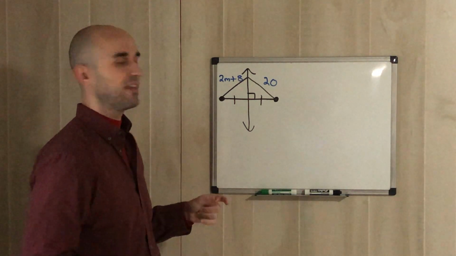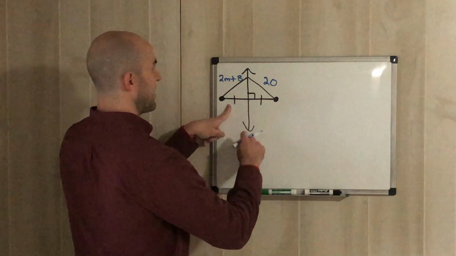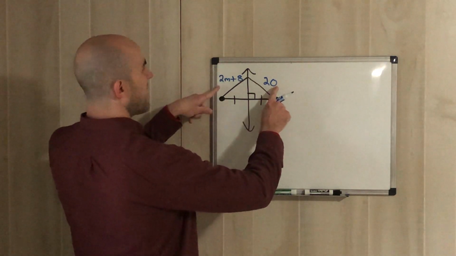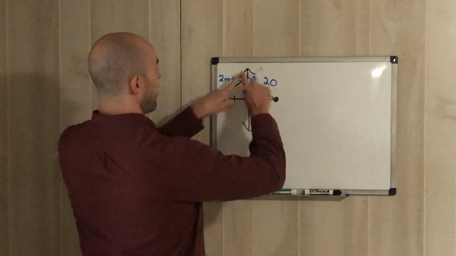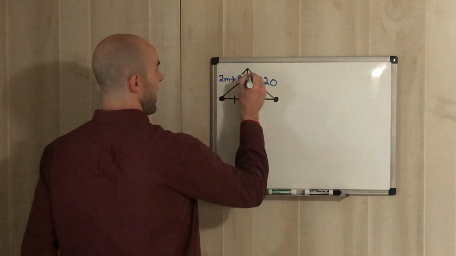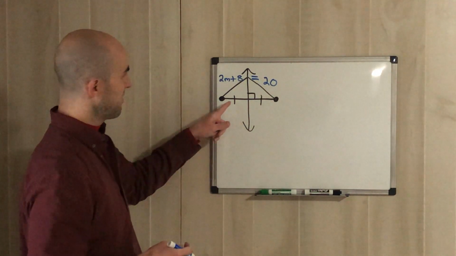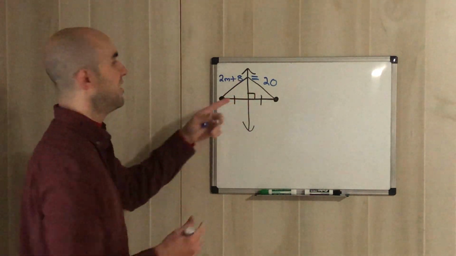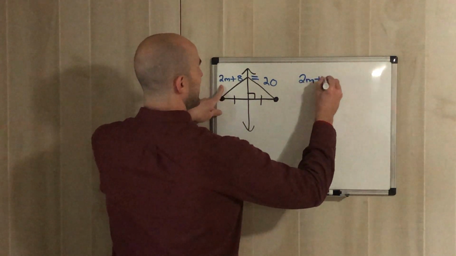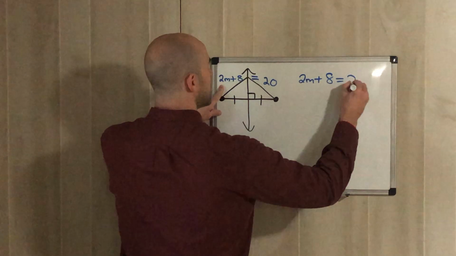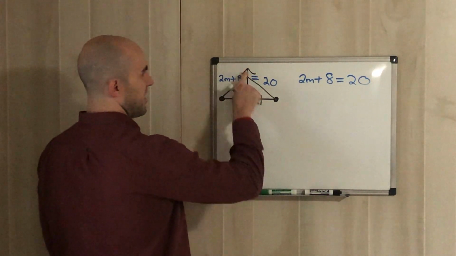If I want to solve this, again, we know if these two are congruent and that's a right angle, then the property of perpendicular bisector says that those two are going to be the same, right? They're congruent. And if those two are congruent, we can just write an equation to show that, because if they're congruent, it means they're equal. So if they're equal, we know that 2m plus 8 equals 20.